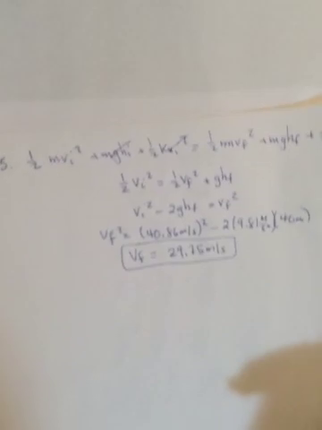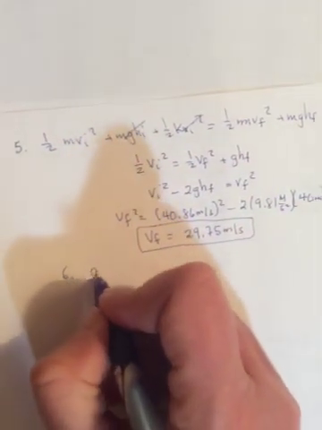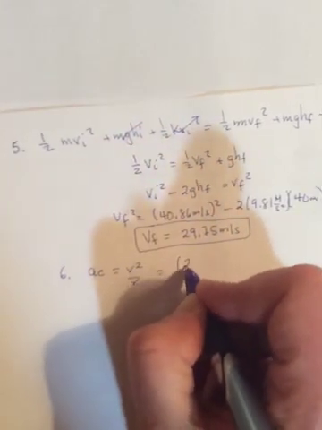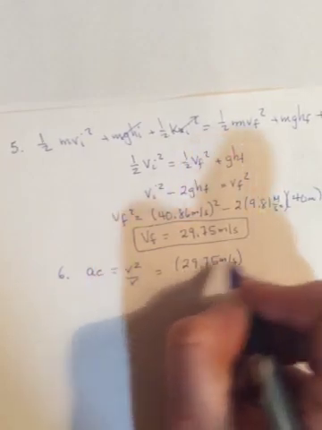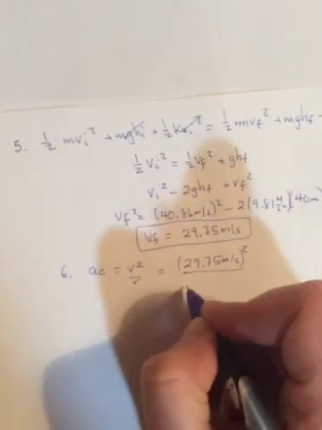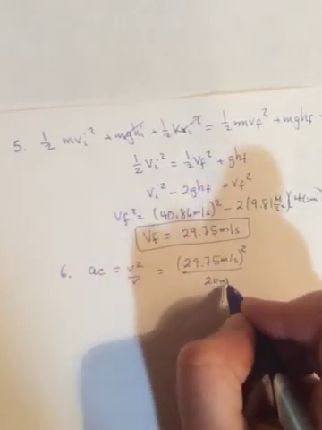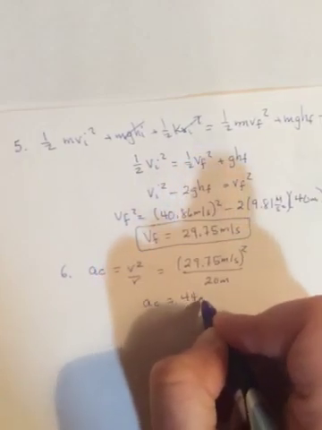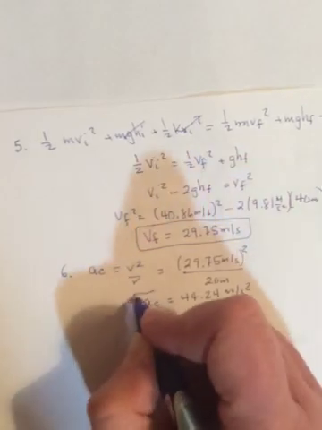Okay, so now it wants to know what's the centripetal acceleration up there. So again, a c is equal to v squared over r. So this time it's 29.75 meters per second squared divided by the r, which is 20 meters. And so you get an a c of 44.24 meters per second squared.